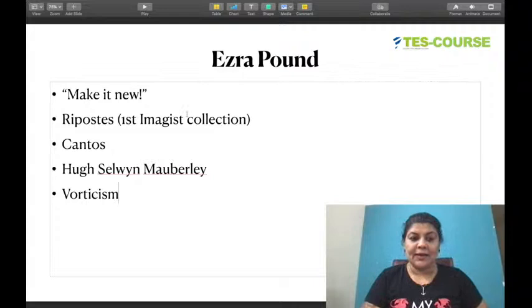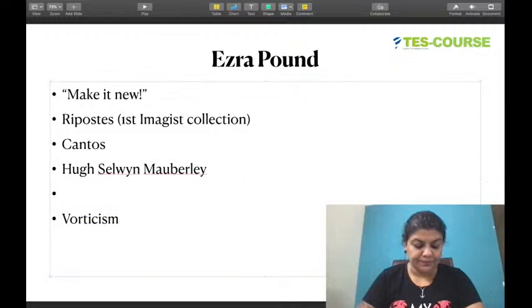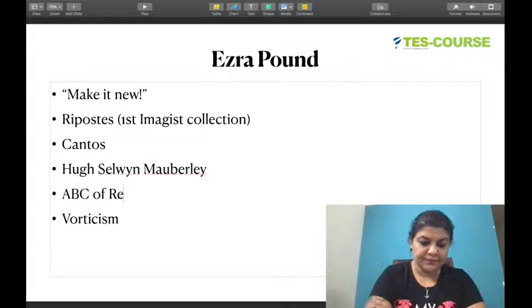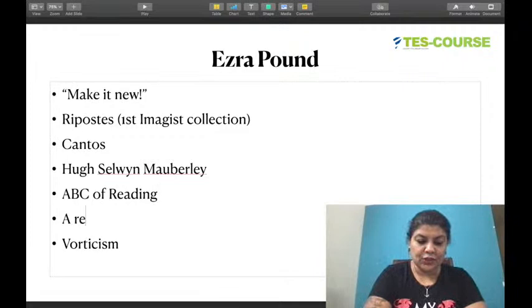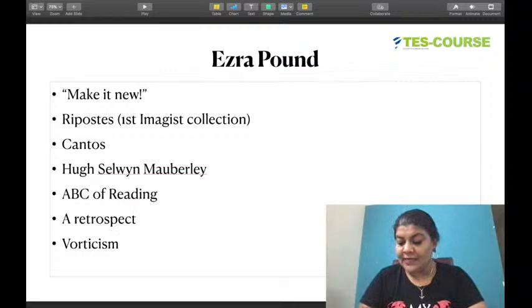Ezra Pound edited The Waste Land, of course. There are other works by Ezra Pound. What are they? Prose works. ABC of Reading. Then a Retrospect. ABC of Reading, A Retrospect.